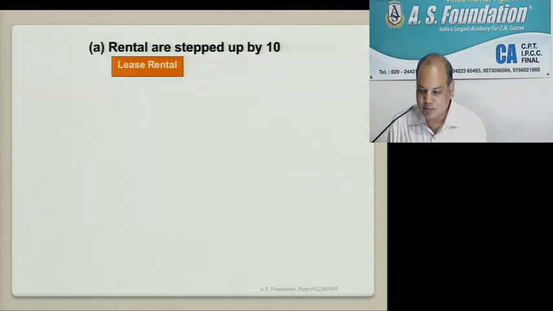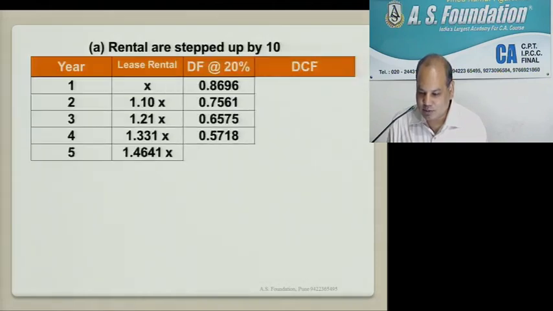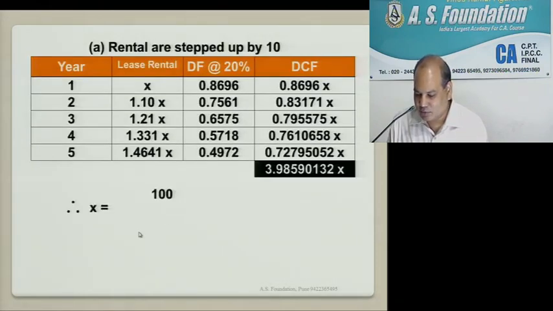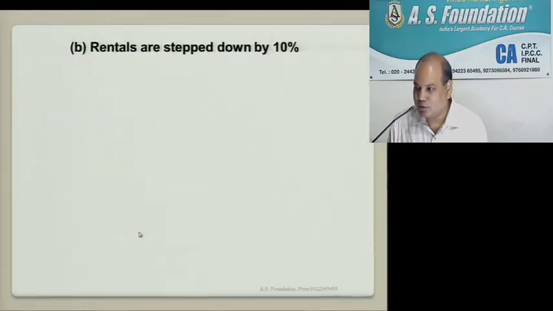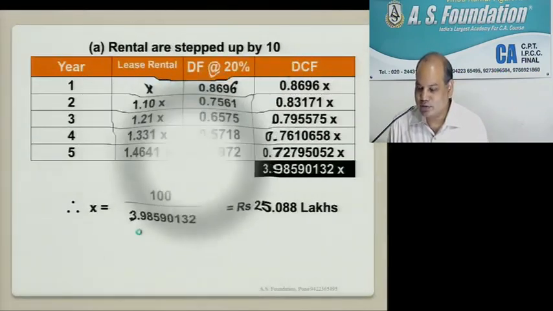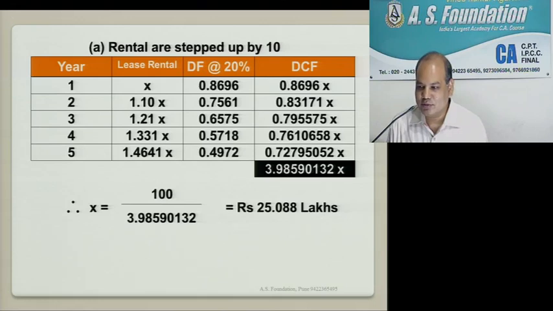Rentals are stepped up by 10%. Just tell me the first, what is the answer? Is it 25.088? Tick mark. Give yourself half mark. 25.088. And then have you prepared the summary?